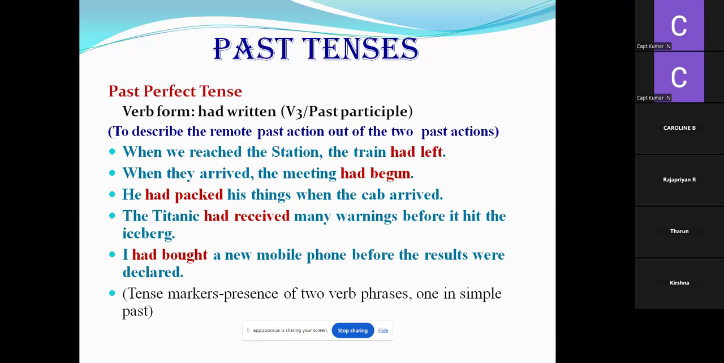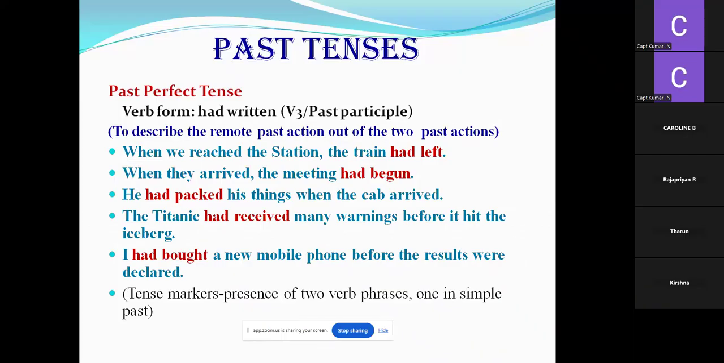Okay, so what are the tense markers? Presence of two verb phrases or two verbs. That is the tense marker for these sentences. One verb will be in simple past. The other verb you have to fill with past perfect tense. Okay, when they give fill in the blanks, there will be already one verb in simple past.